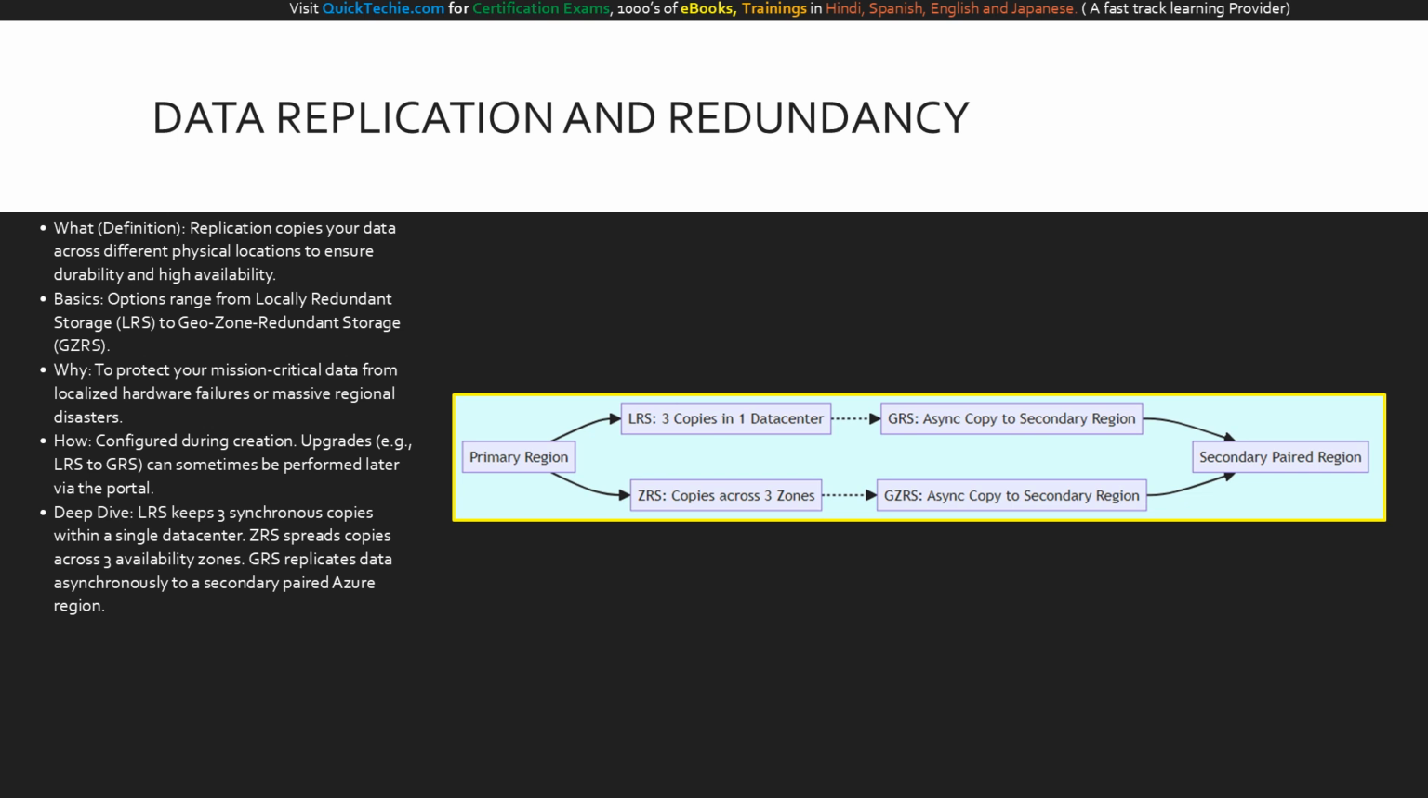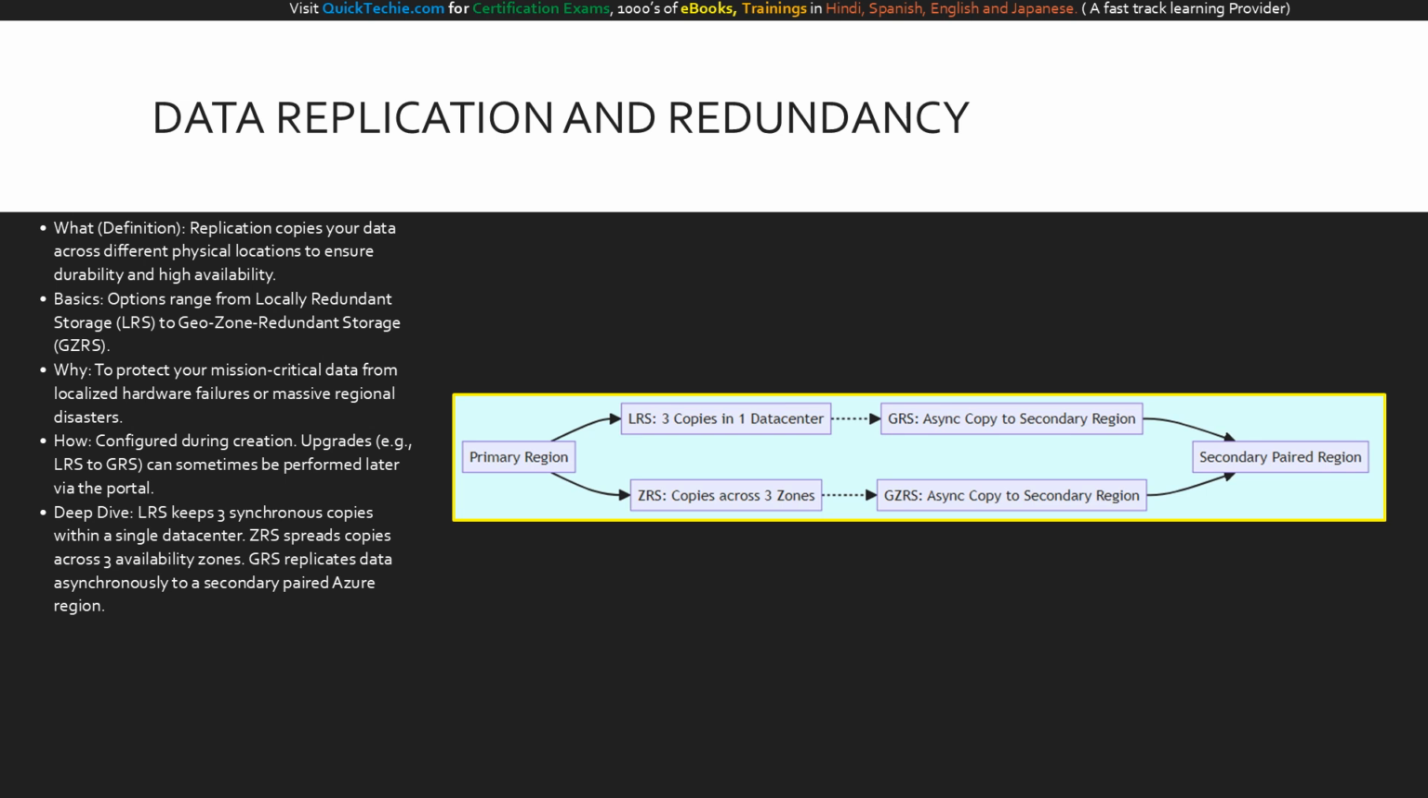You choose your redundancy level during creation, though Azure does allow you to upgrade certain redundancy types later. Diving deep, let's understand the mechanics. LRS maintains 3 copies of your data within a single data center. ZRS protects against data center failure by spreading copies across 3 separate availability zones. GRS takes it a step further, copying your data hundreds of miles away to a secondary paired Azure region.